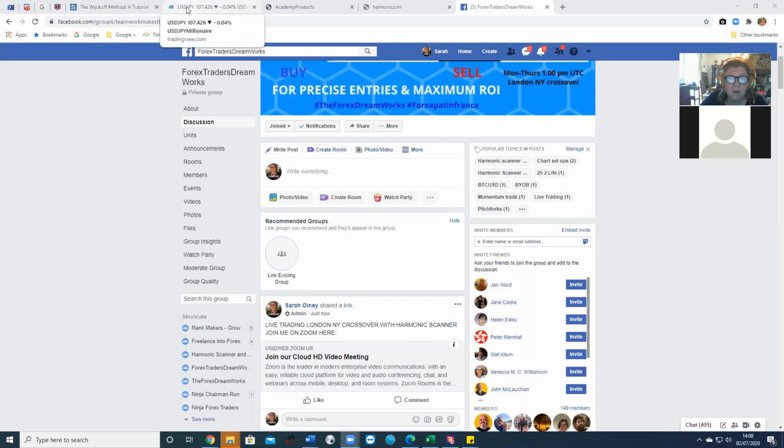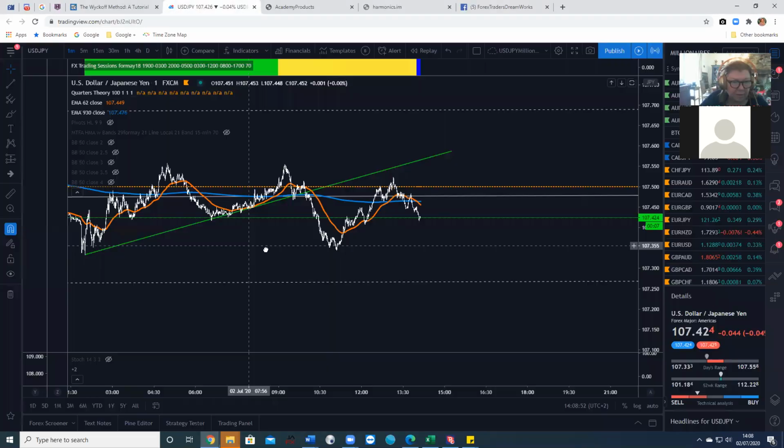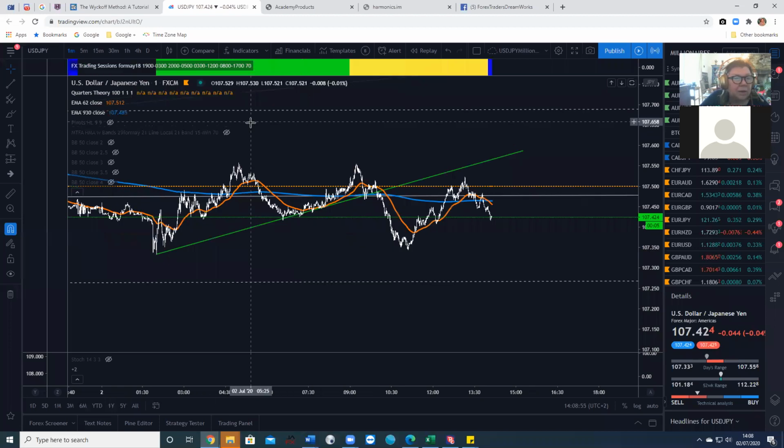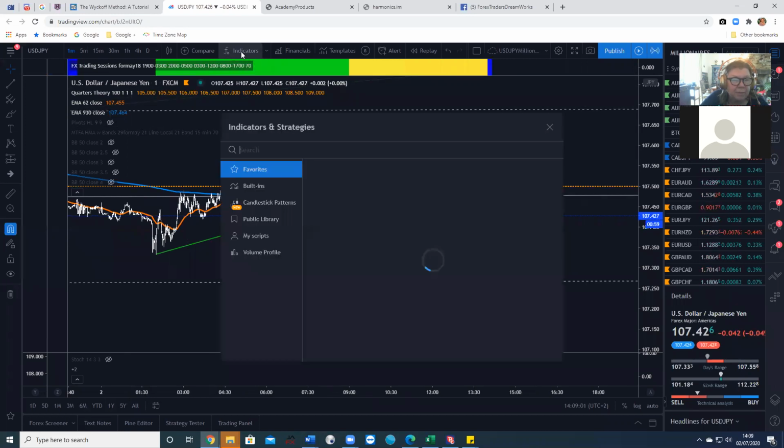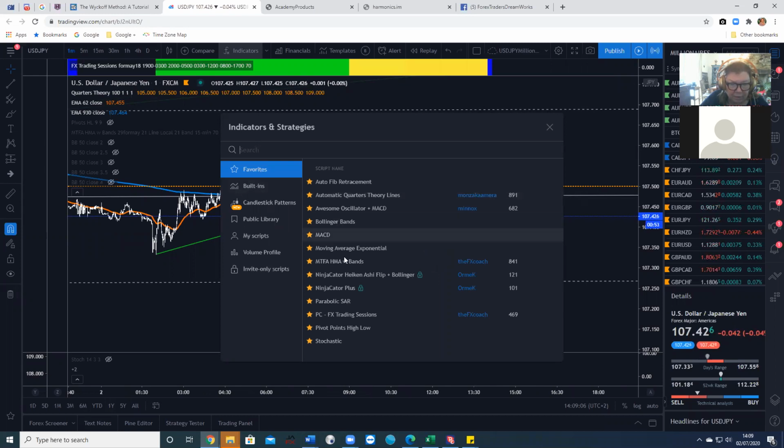And let's come over to one of the pairs, and let's have a look at the Hull. So if you come up to indicators here, I've got it saved in favorites. It's this one, MTFA HMA with bands by the FX Coach. You do need an enable code to use it. That stands for multi-time frame analysis. Something moving average, I would think, with bands. Don't know what the H is.